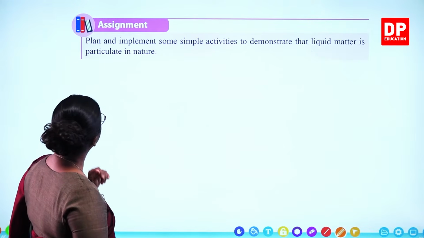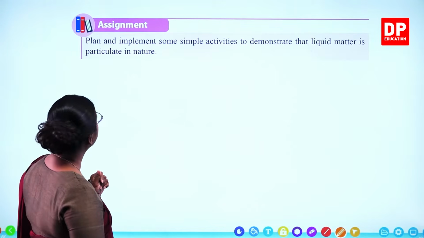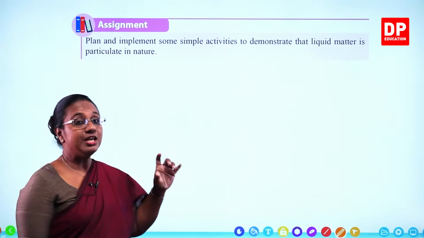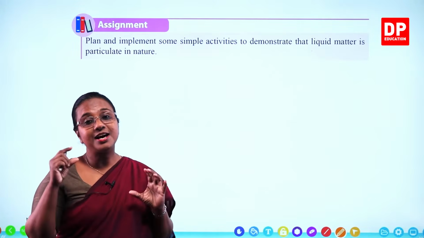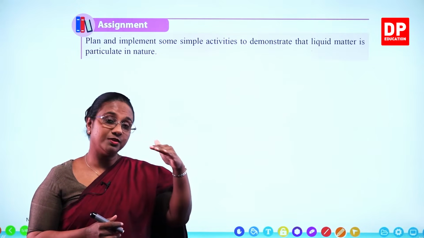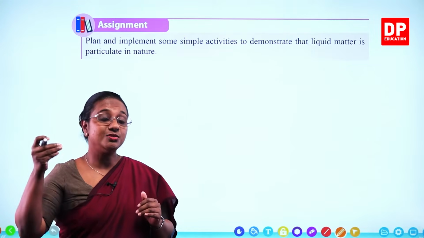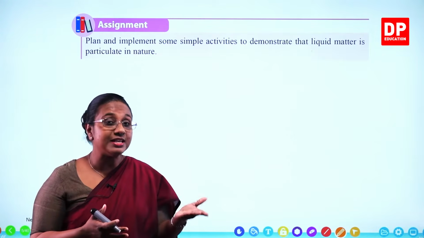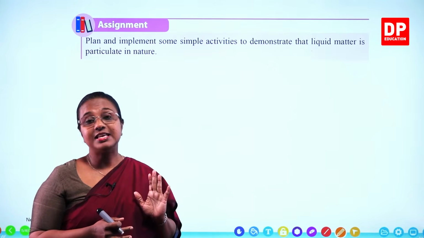So here they have told you all to plan and implement some simple activities to demonstrate that liquid matter is particulate in nature. So when they say plan, you can show them: take two equal glasses, or one large glass and a small glass. The large glass filled up to half the level with water, and in the small glass you can have lime juice. If they are all clean vessels and clean glasses, you can taste it also. So you can pour the lime juice into water and see it mixing.